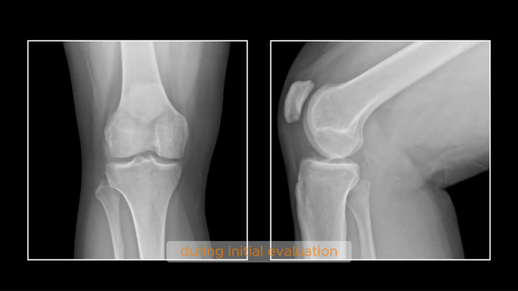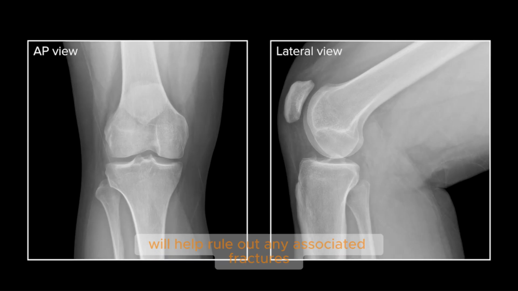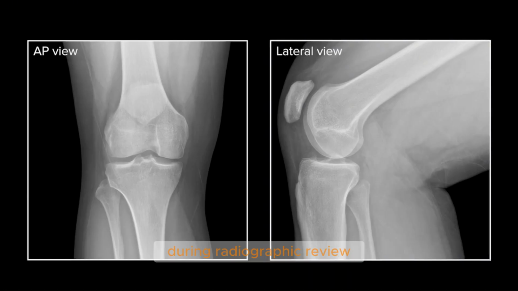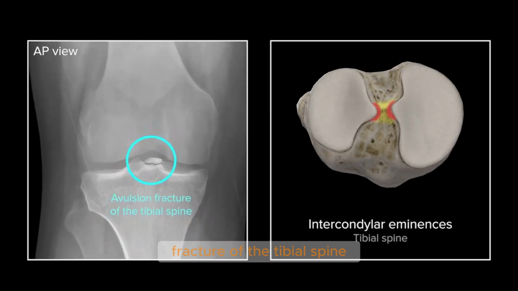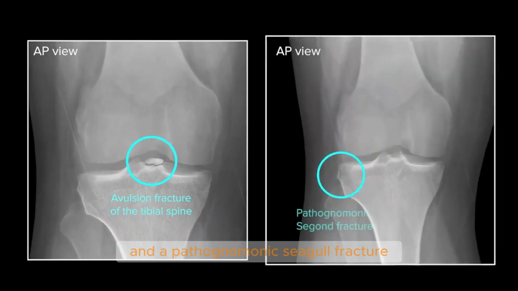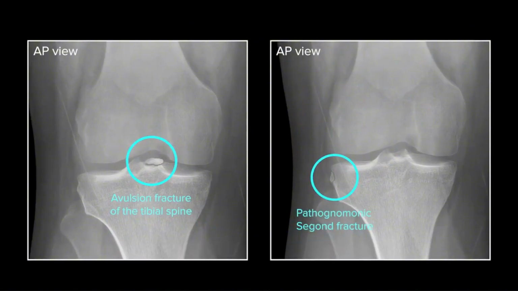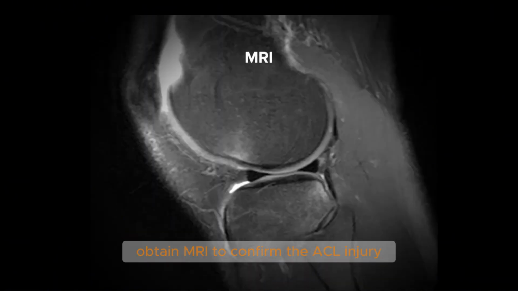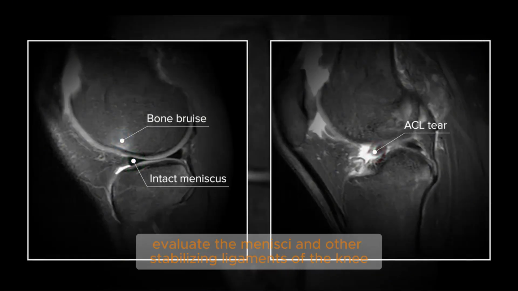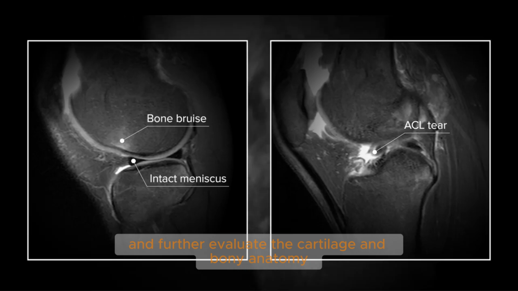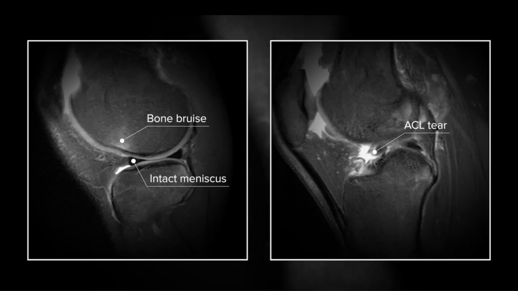During initial evaluation, plain AP, lateral, and Merchant view x-rays of the knee will help rule out any associated fractures. During radiographic review, pay careful attention to ruling out an avulsion fracture of the tibial spine and a pathognomonic Segond fracture. Obtain MRI to confirm the ACL injury, evaluate the menisci and other stabilizing ligaments of the knee, and further evaluate the cartilage and bony anatomy.